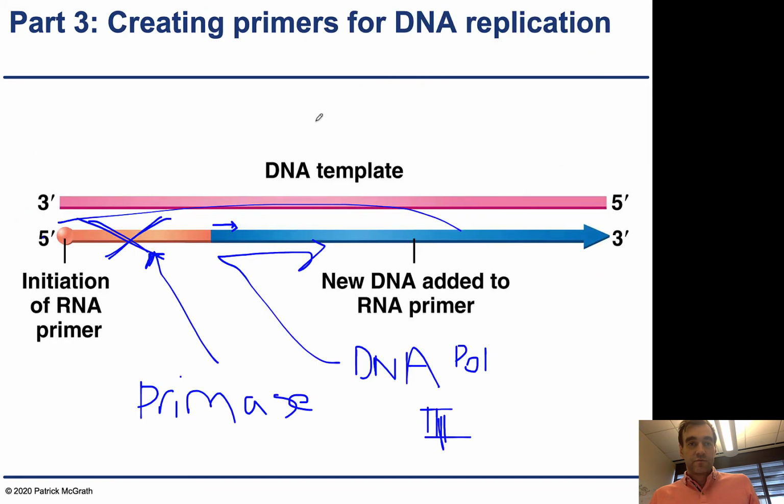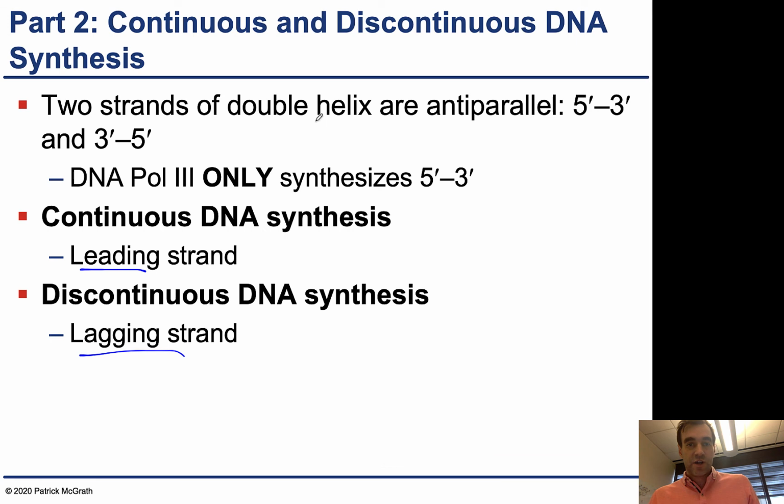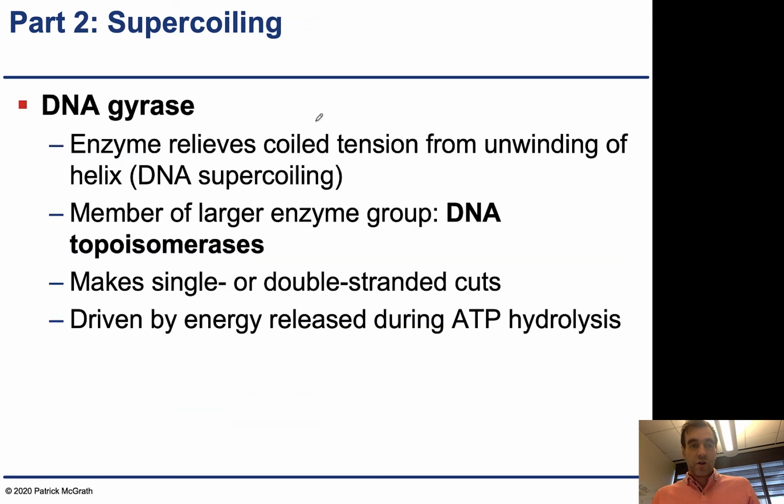Gyrase. So DNA gyrase is an enzyme that relieves coiled tension from unwinding of the helix, and it's a member of a larger enzyme group called DNA topoisomerases. And so as you unwind the double strand, it actually creates a lot of twisting.